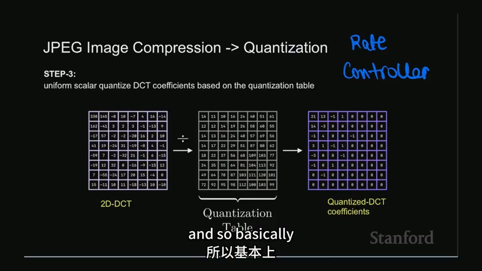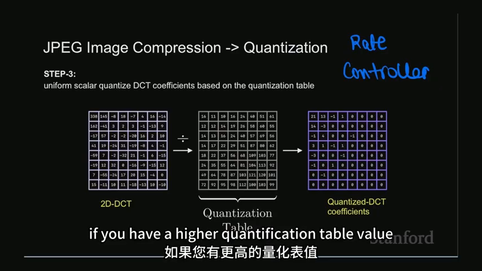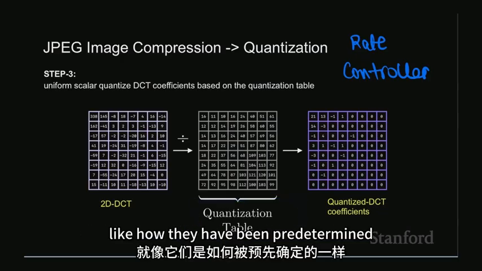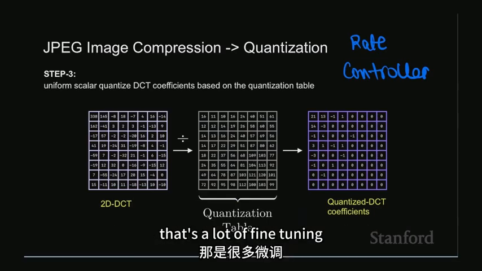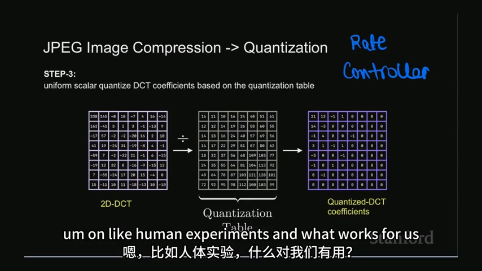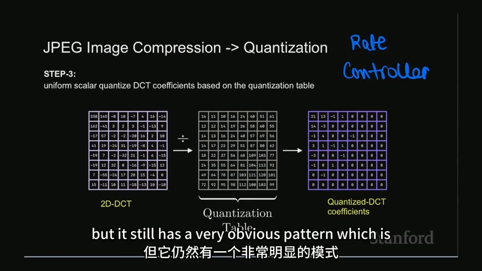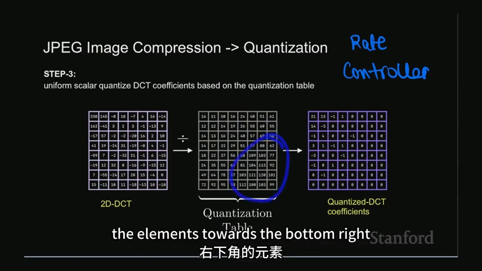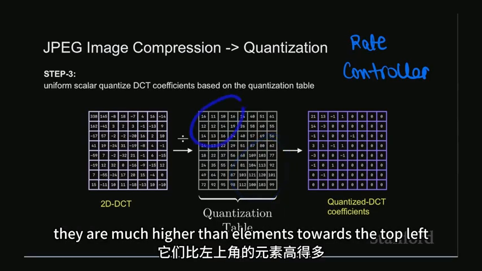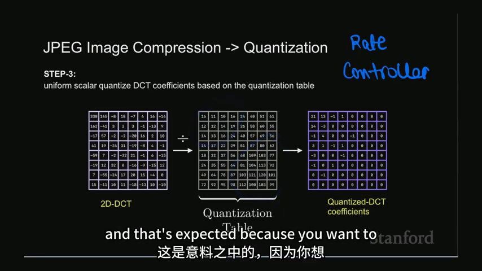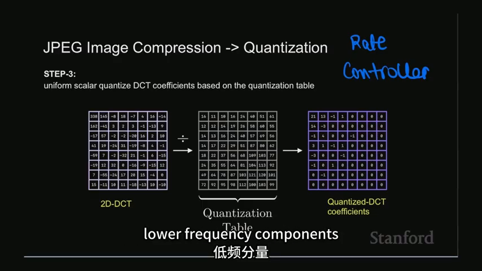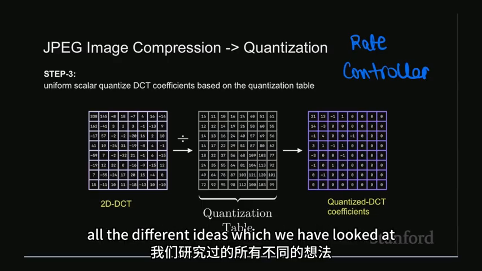And so basically, if you have a higher quantization table value, and these quantization table values have been predetermined. Again, if you have to guess how they have been predetermined, that's a lot of fine tuning on human experiments and what works for us. But it still has a very obvious pattern, which is if you look at the elements towards the bottom right, they are much higher than elements towards the top left. And that's expected because you want to more strongly quantize the higher frequency components compared to the lower frequency components. Again, recall all your water filling, all the different ideas which we have looked at.